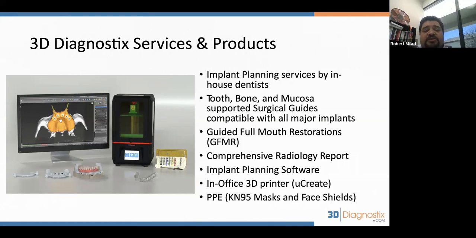Other services that we're offering, we do have our in-office 3D printer. So if you don't want to wait the 3 to 5 business days for your surgical guides to come back, you can actually print in your own office. So we have that as a solution.